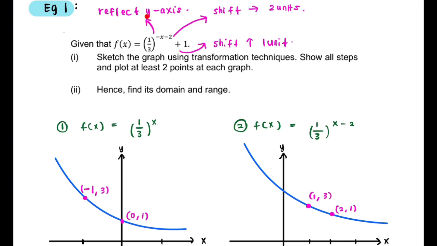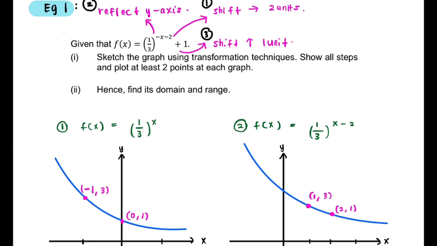So you have 3 types of transformation here. So this is your first step. Second, reflecting or stretch, compress. So in this case, you don't have stretch, compress. So the second step will be reflecting. And the last one will be shifting vertically, which is shifting upward 1 unit.